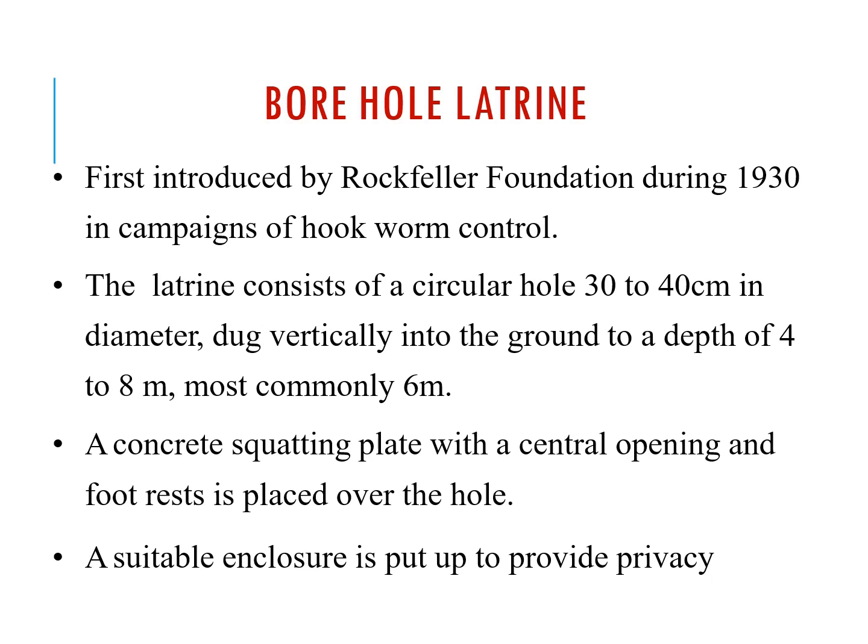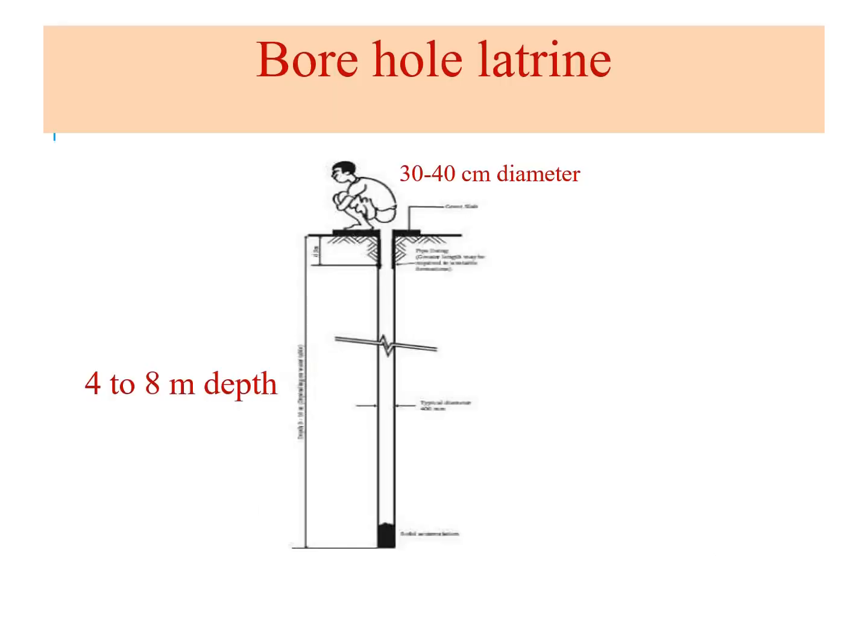The latrine consists of a circular hole 20 to 30 centimeters in diameter, dug vertically in the ground to a depth of 4 to 8 meters, most commonly 6 meters. It has a concrete squatting plate, a central opening, and a footrest placed over the hole. A suitable enclosure is put to provide privacy. You can see the depth is 4 to 8 meters in this case, and a diameter of 20 to 30 centimeters. This is a borehole latrine.